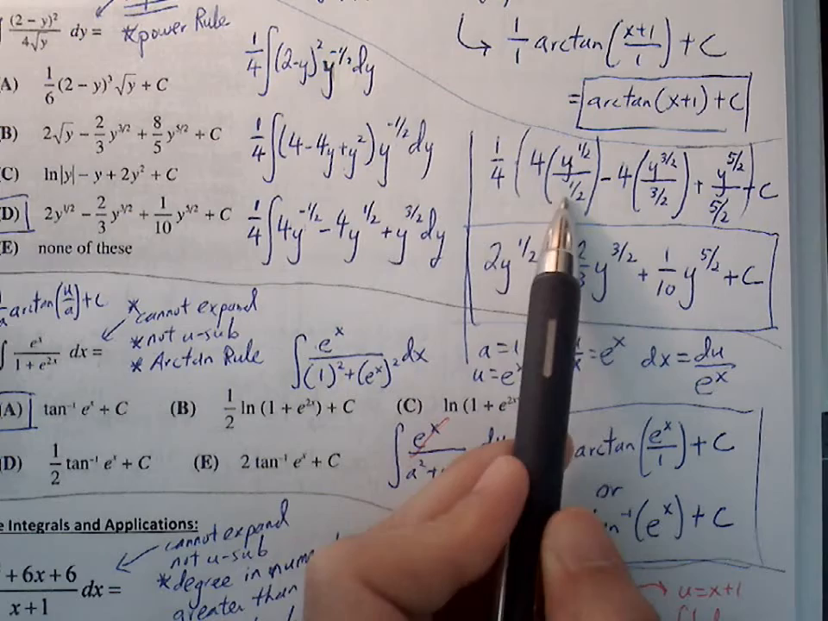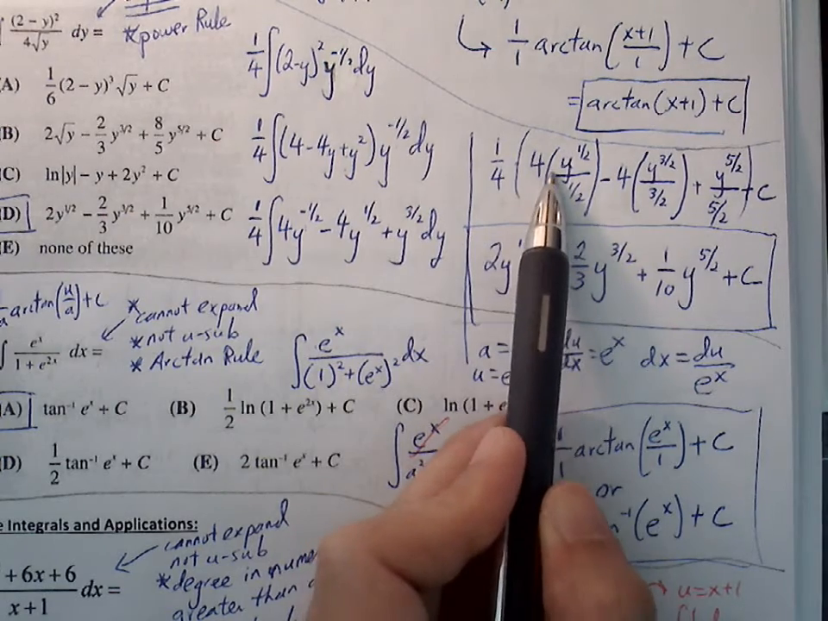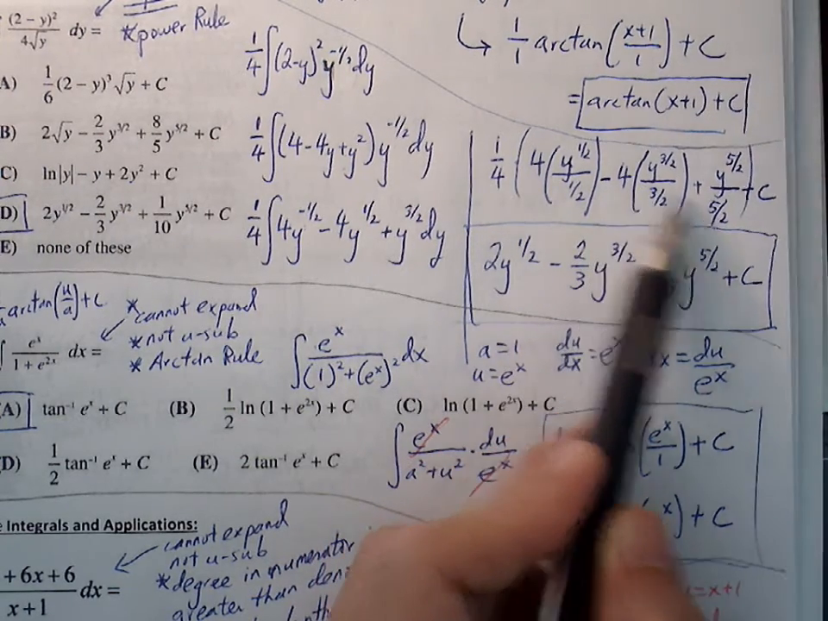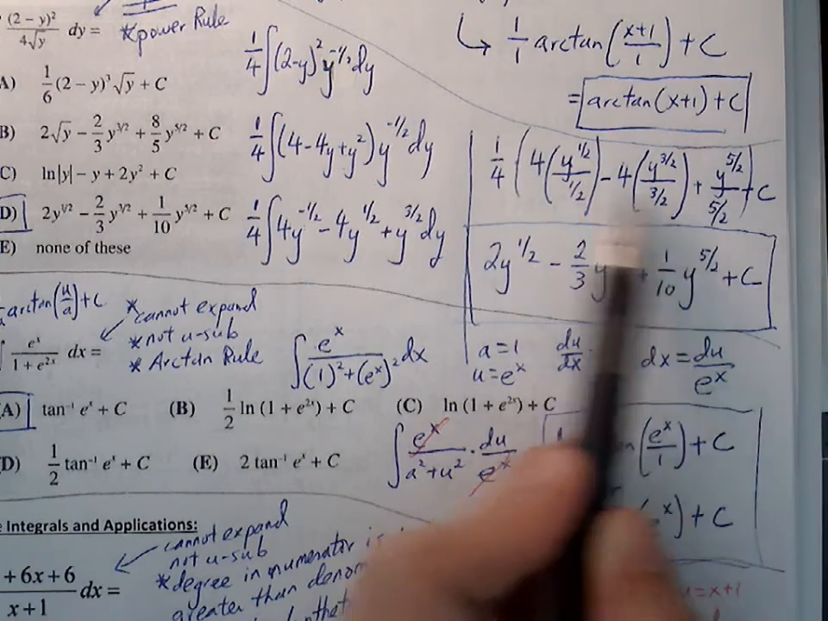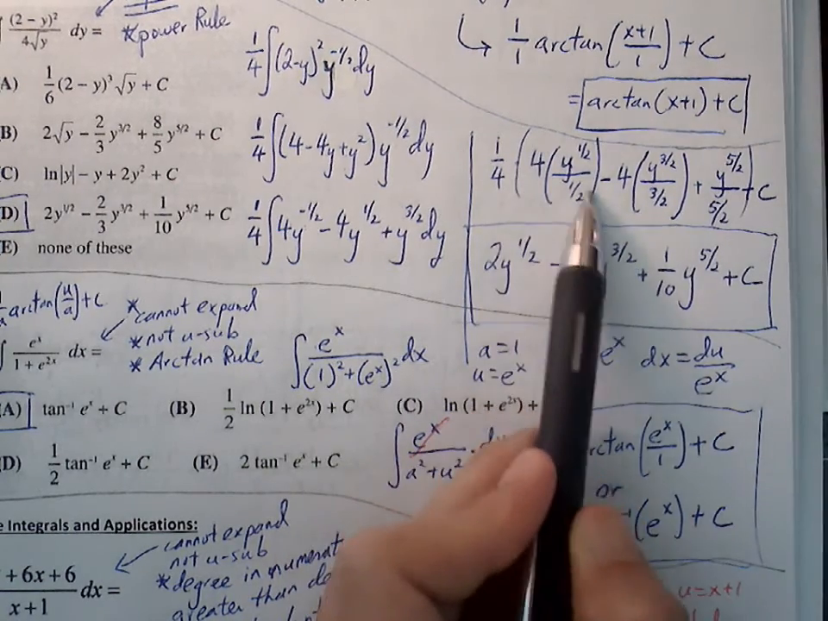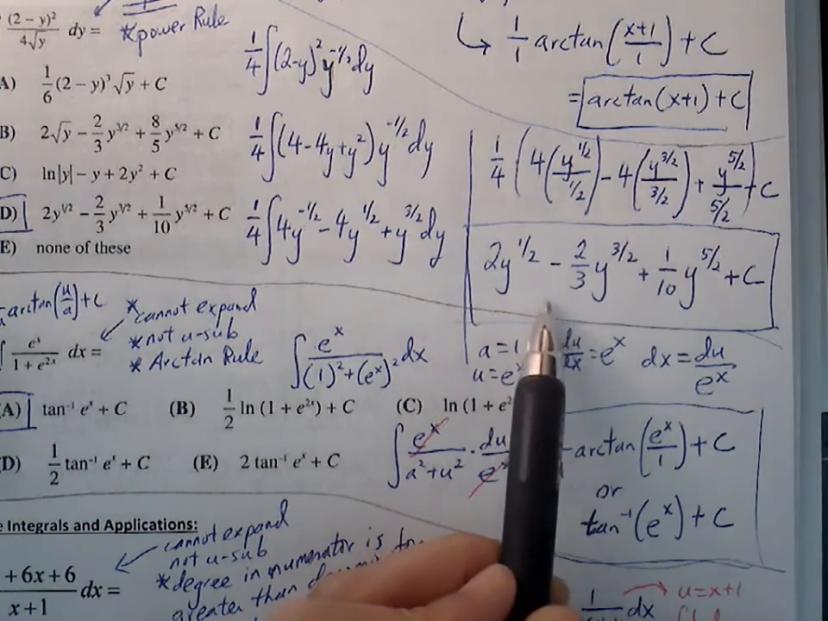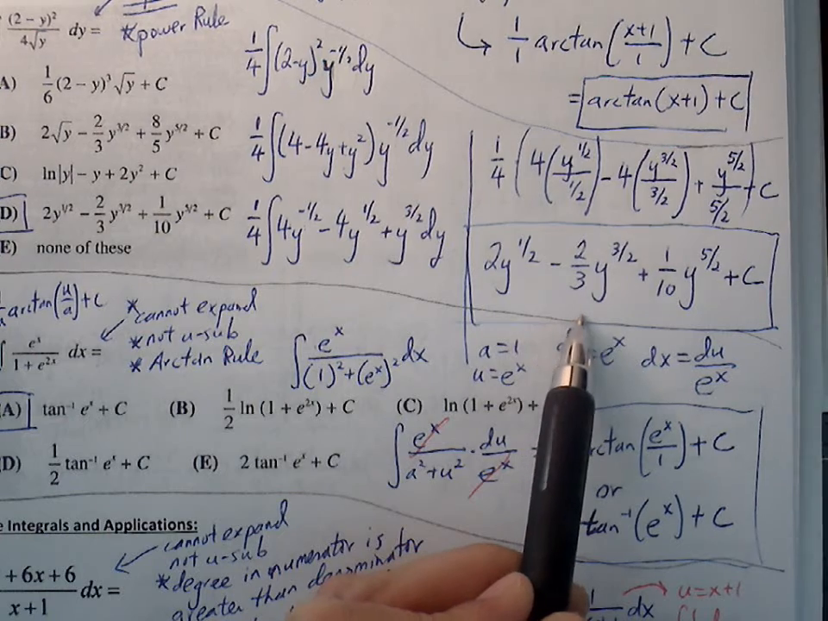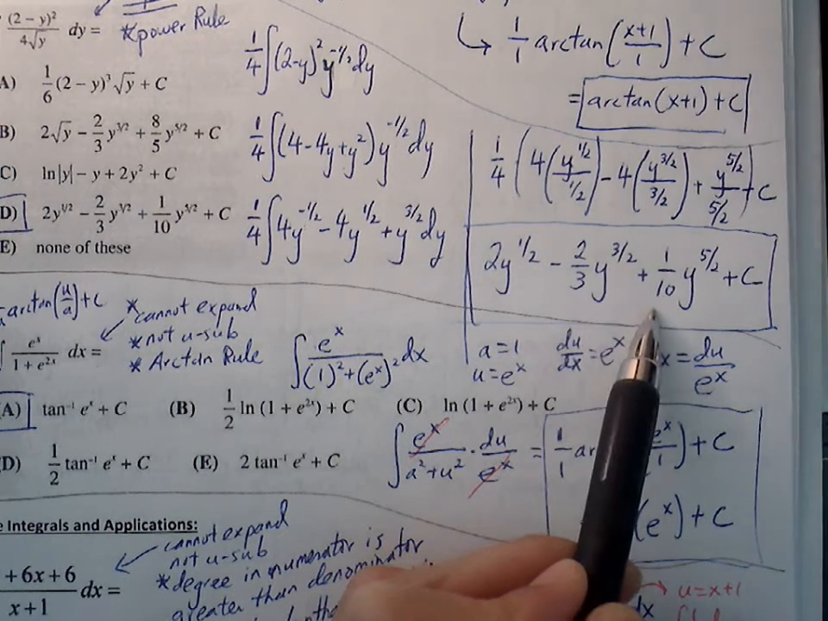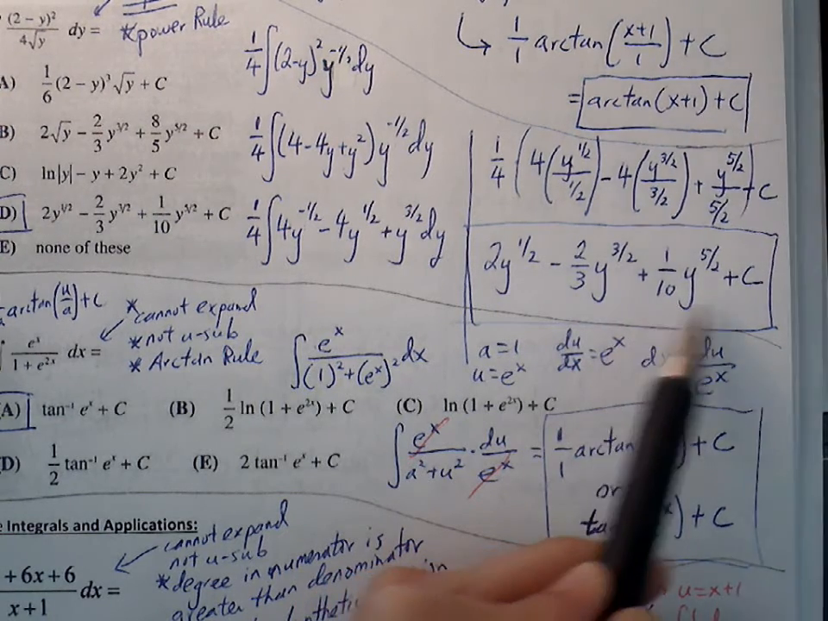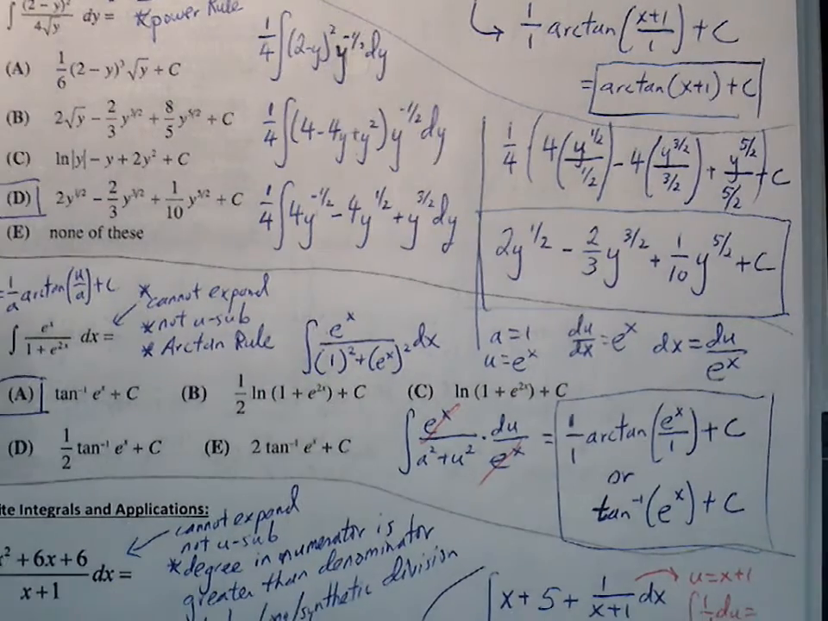So if I clean all this up, flip the 1/2 as 2, flip the 3/2 as 2/3, flip the 5/2 as 2/5, distribute the 1/4 through, and we end up with 2y to the 1/2 minus 2/3 y to the 3/2 plus 1/10 y to the 5/2 plus c, and that's answer choice D.